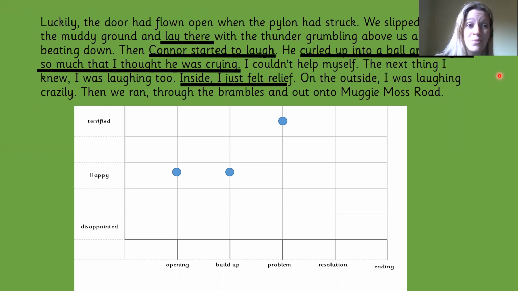On the outside, I was laughing crazily. Then we ran through the brambles and out onto Muggy Moss Road. Now I'm going to put my feelings button here on the graph in between terrified and happy, because they're not as terrified as they were trying to get out of there, because first of all they're laying still on the ground and then they leave, and they were laughing, but it wasn't a very happy, joyous laugh.